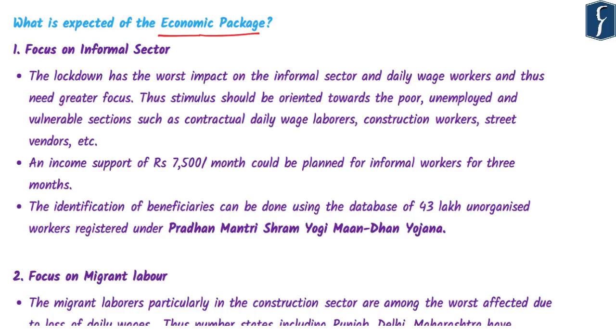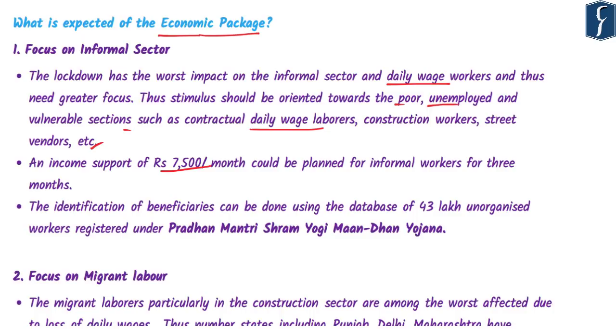And one of the key areas to focus on is the informal sector, because the lockdown has worst impacted the informal sector, the daily wage workers, and thus they need greater help. The stimulus should be oriented towards poor, unemployed, and vulnerable sections such as contractual daily wage laborers, construction workers, street vendors, etc. There are various numbers being put out by many experts, but one decent figure could be rupees 7,000 per month should be given to these vulnerable sections for at least 3 months.